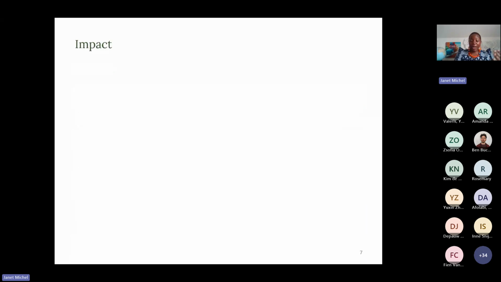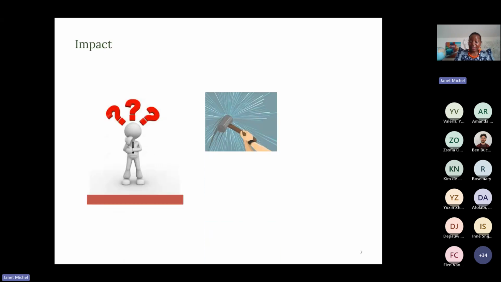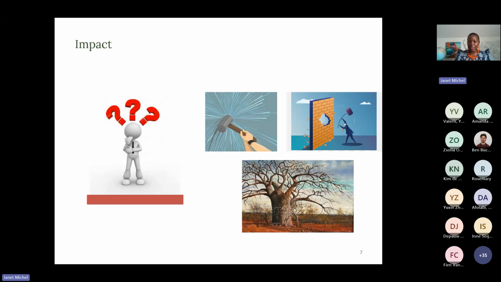So I don't know what comes to your mind when you hear the word impact. For some, it might be something like this. But the good thing about the two pictures is we can see that a hammer has passed through there. There is evidence. The hammer has passed through there. For me as a Zimbabwean, once again, it's a baobab tree.